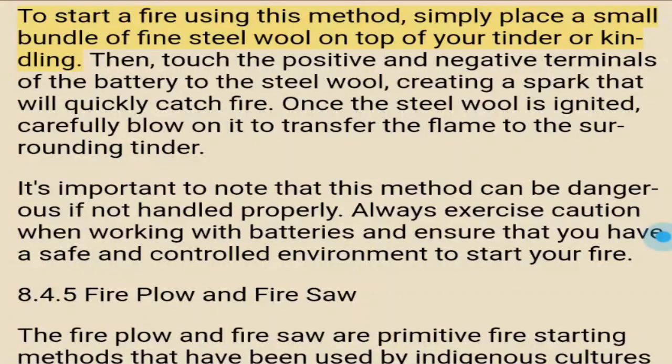To start a fire using this method, simply place a small bundle of fine steel wool on top of your tinder or kindling. Then, touch the positive and negative terminals of the battery to the steel wool, creating a spark that will quickly catch fire. Once the steel wool is ignited, carefully blow on it to transfer the flame to the surrounding tinder.